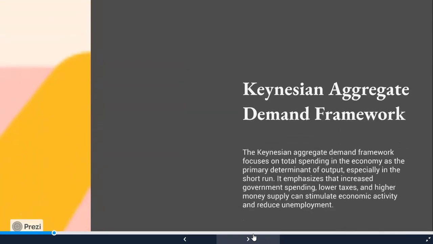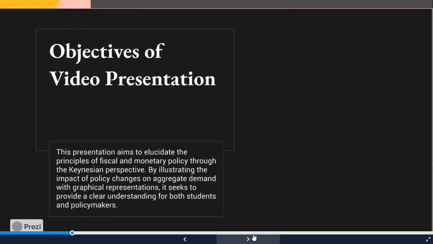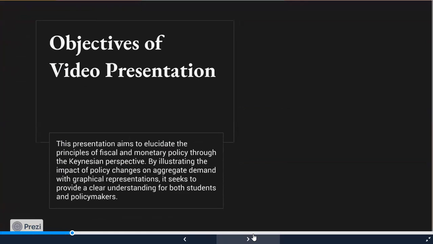Moving on to the Keynesian aggregate demand framework. It was developed by John Maynard Keynes and focused on total demand in the economy and its impact on output and employment. It suggests that demand drives the economy, especially in the short run. The objective of this video presentation is to understand the principles of fiscal and monetary policy through the Keynesian perspective. Through graphical representations, it provides a clear understanding for both students and policymakers.